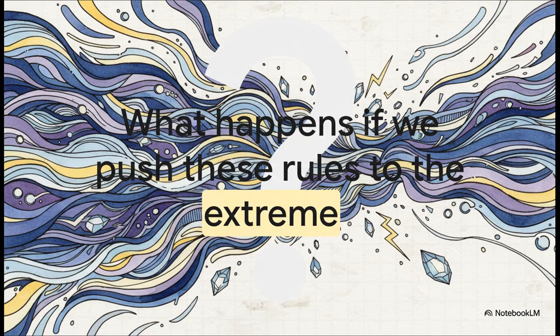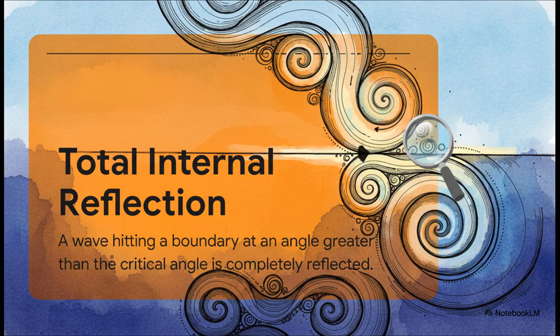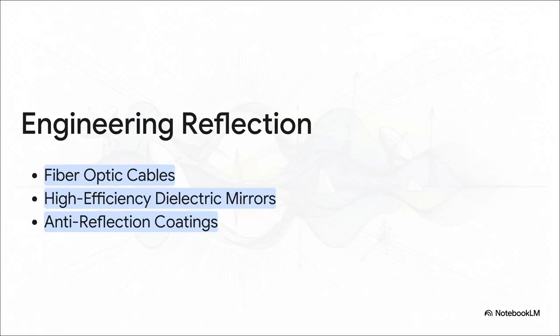Okay, but this is where it gets really cool. What happens when we push this to the limit? So, say light is trying to escape from glass back into the air. At the right angle, it gets trapped. This is total internal reflection. It's a perfect mirror. And of course, we figured out how to use this.